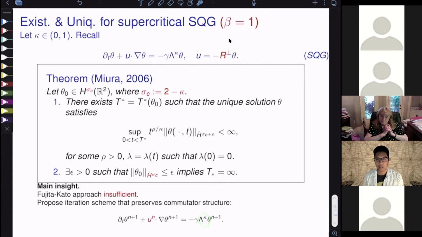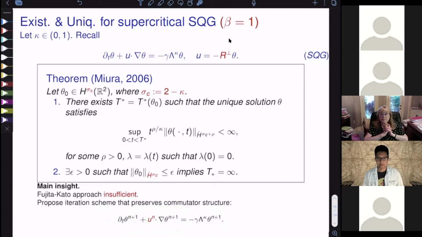So kappa being less than 1 in this case, and the approach that was proposed by Miura was then to replace the contraction mapping argument by an iteration scheme that somehow preserves the underlying commutator structure. Okay, so that iteration scheme was simply a linear transport equation where the advecting velocity comes from the previous iteration. Otherwise it's just the heat equation with this linear transport.